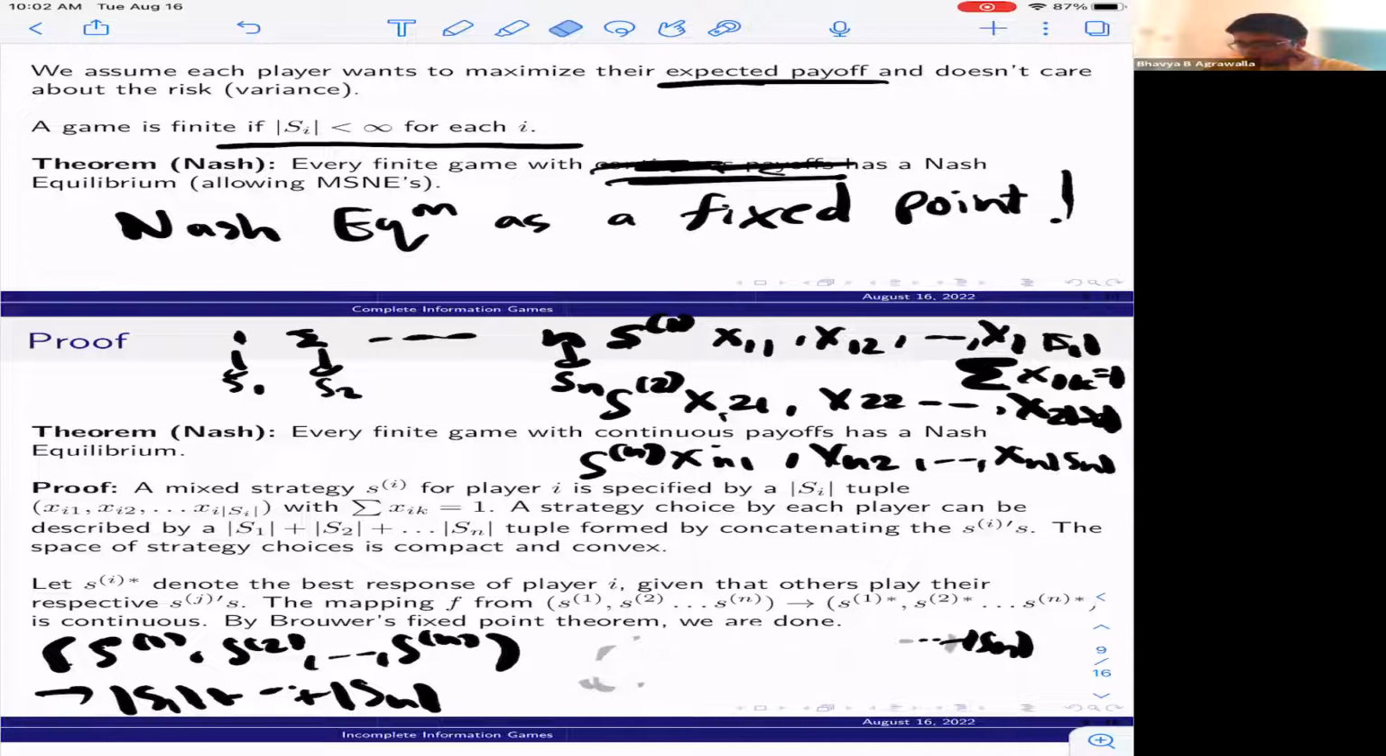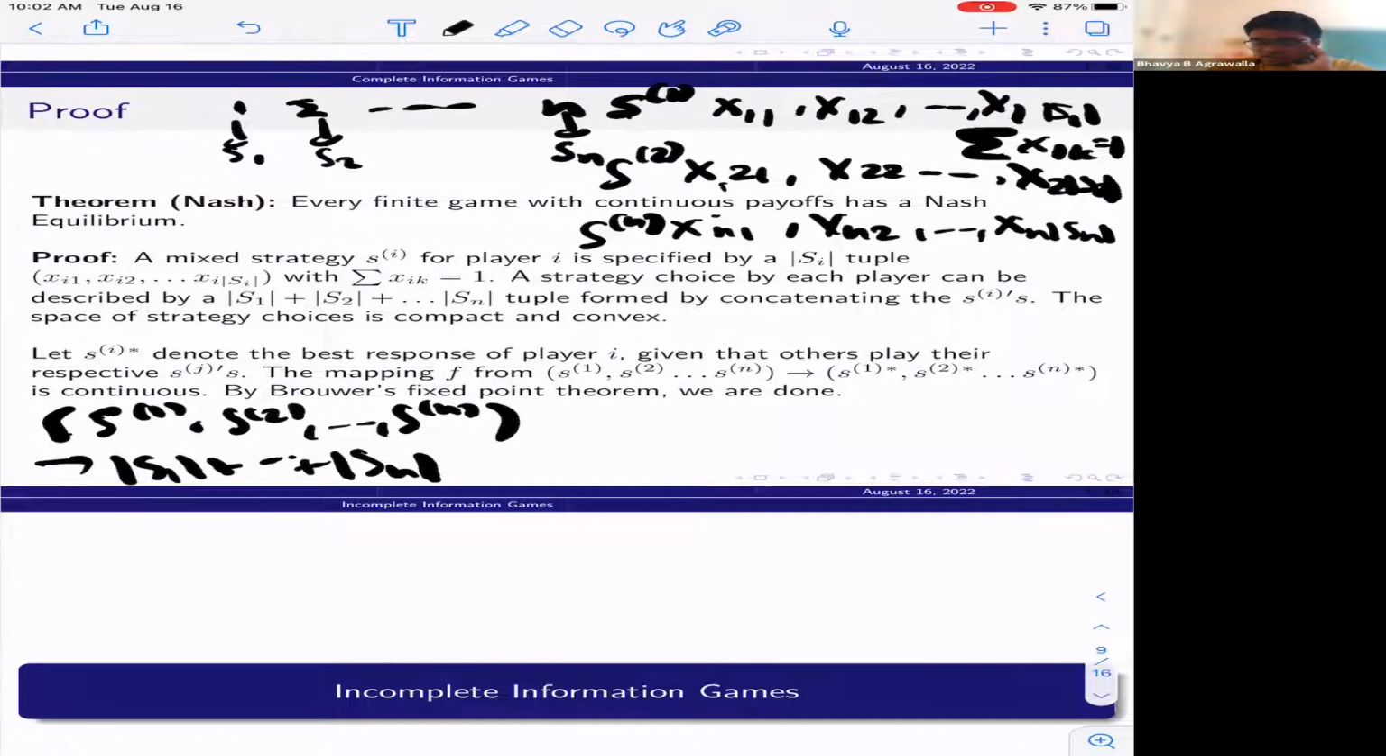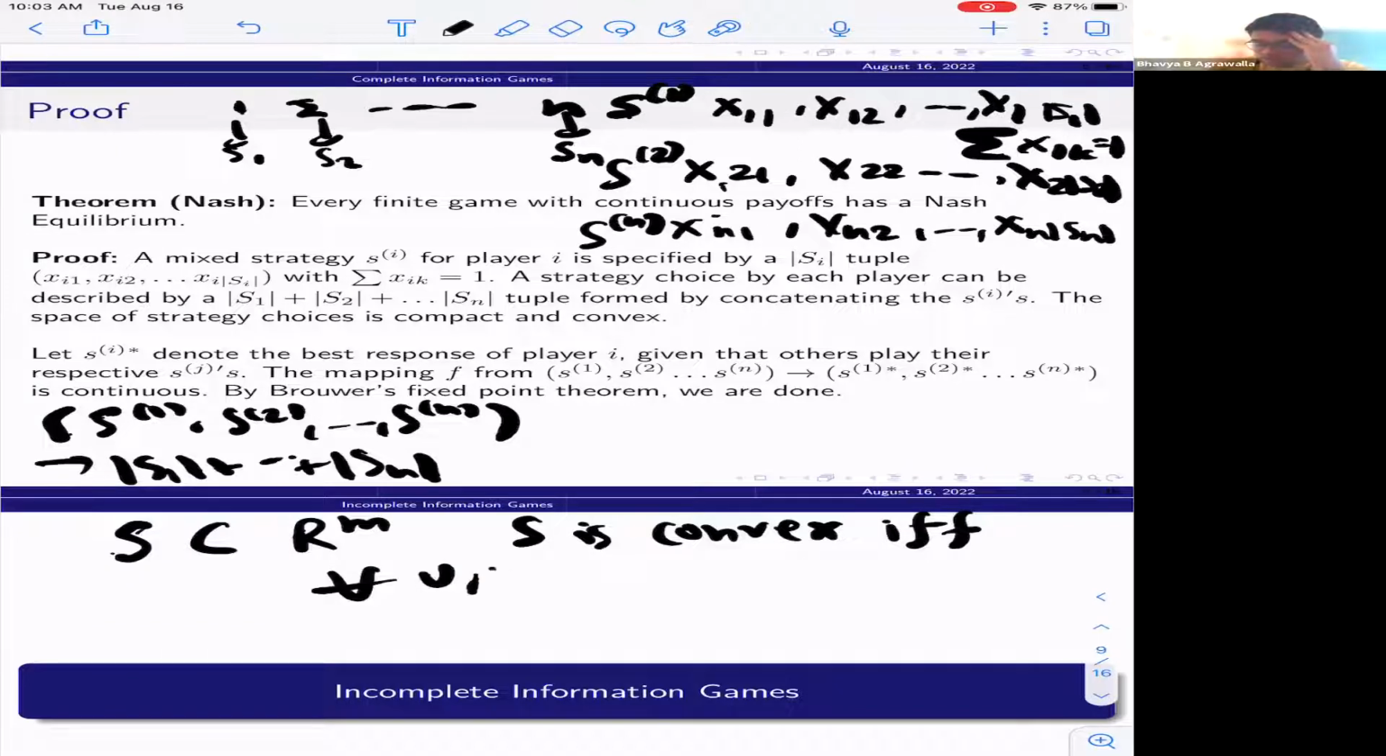So let's just use the next page. Let's say you have a set S, which is a subset of some R^n. So S is convex if for all v, w in S. So v and w are vectors, right? Because they are a subset of R^n.